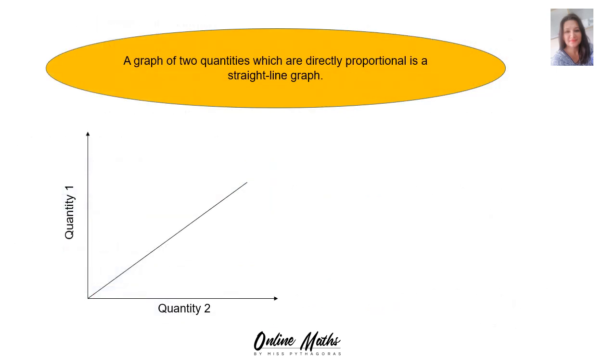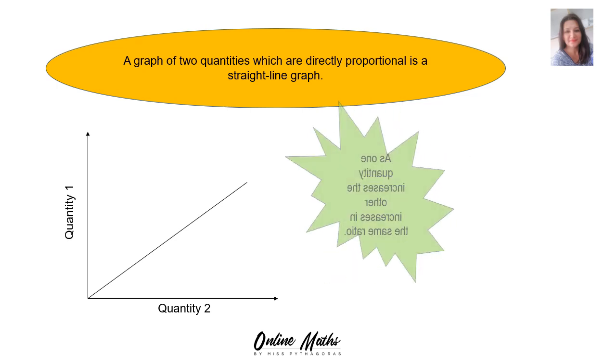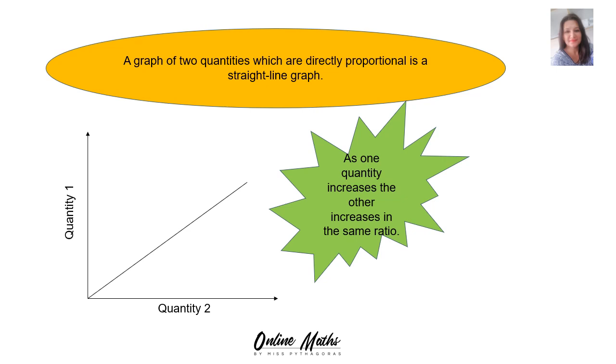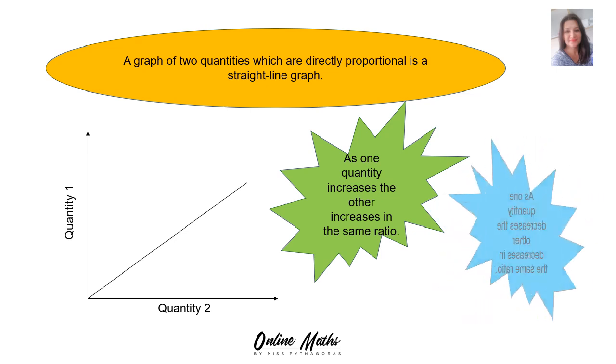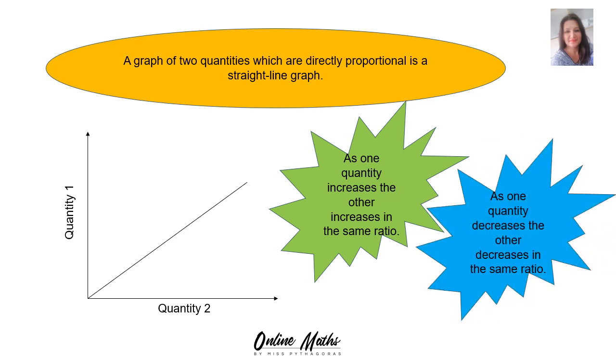It's very important to note that a graph of two quantities which are directly proportional is a straight line graph. As one quantity increases, the other increases in the same ratio. Or as one quantity decreases, the other decreases in the same ratio.